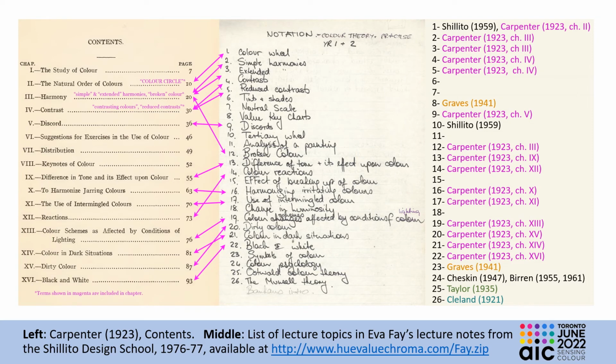We believe that the type notes in the Burgess portfolio are likely to be typed up lecture notes. Eva still possesses the notes she copied down 30 years later in lectures at the Shillito Design School, including the complete colour theory component from years 1 and 2 of the course.